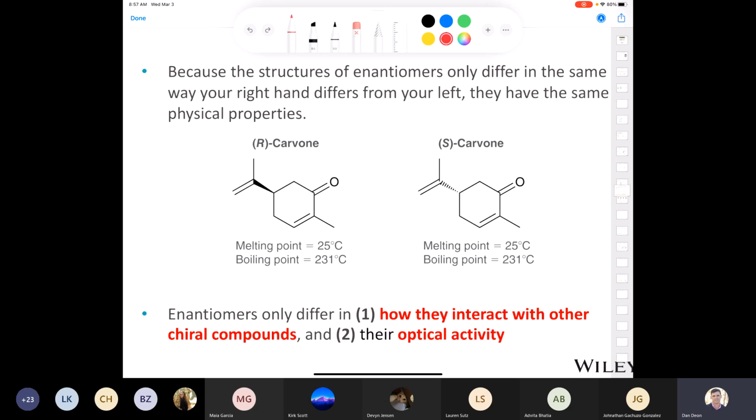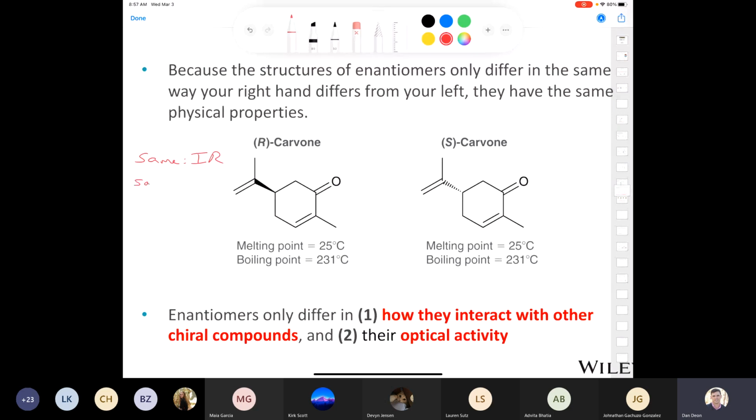Because these structures are enantiomers, they only differ in the way your right hand differs from your left. They have the same physical properties, which I went over with you today. They have the same melting point, the same boiling point. If you were to run an IR on these compounds, they would have the same IR. Later in this semester, in the beginning of April, we're going to look at a chapter that deals with nuclear magnetic resonance spectroscopy, called NMR. These two compounds would produce the same NMR, and you'll learn more about that later. Same mass spec, too.